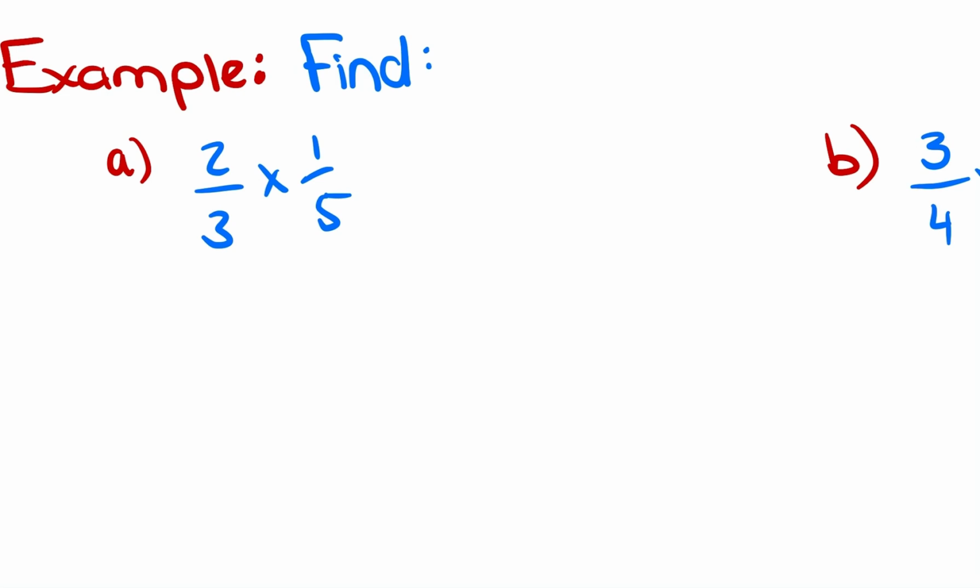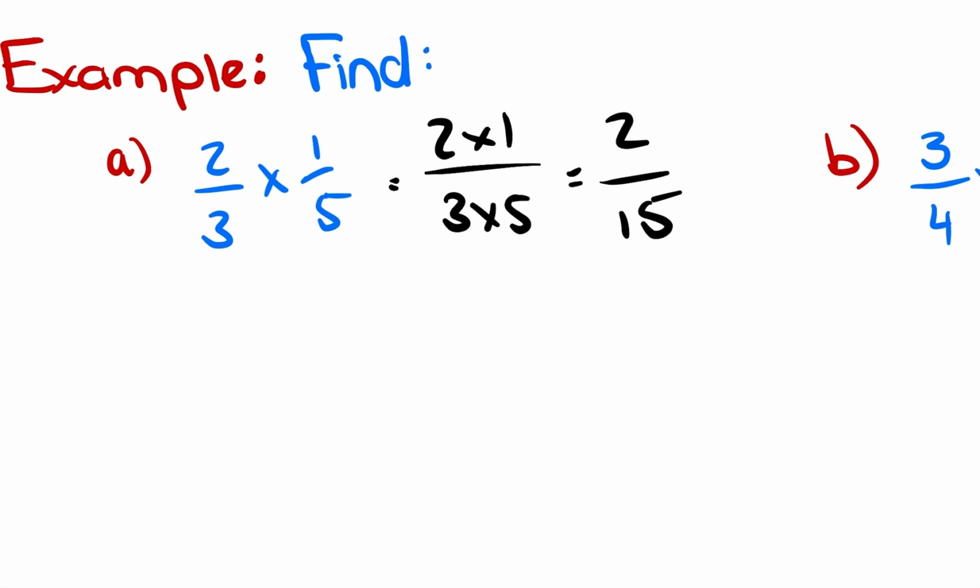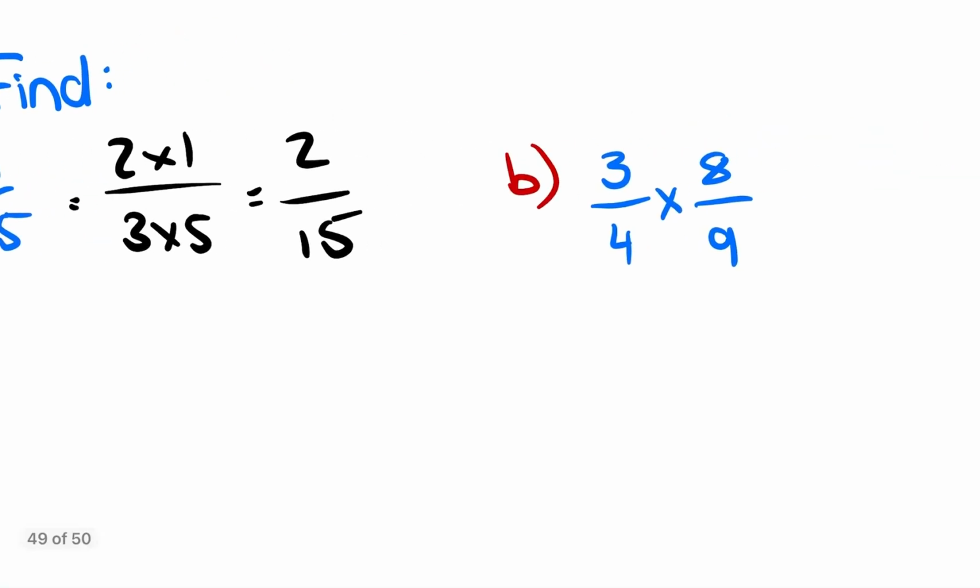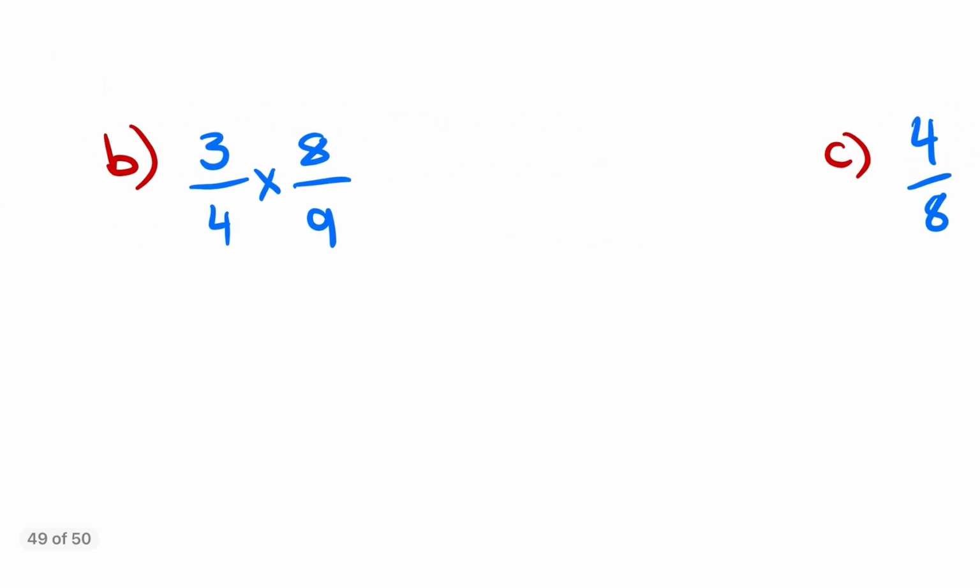So we've got 2 over 3 times 1 over 5. So we're going to have 2 times 1 over 3 times 5. That ends up with 2 over 15. And that's it. We can't simplify that down because we can't divide either of them evenly. Okay, so let's move on to our next one.